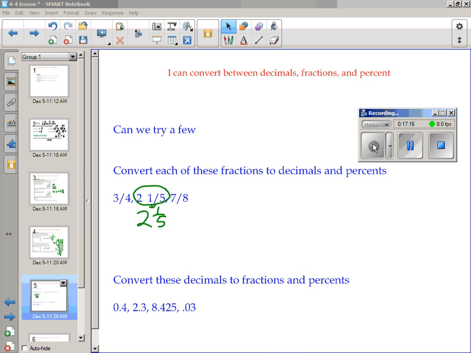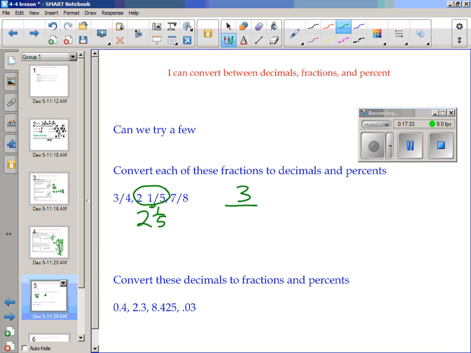Okay, we're going to continue here. 3/4. We should all know 3/4. This is one that I told you that we need to know. 3/4 is what? 0.75. So 3/4, when we divide 3 by 4, we get 0.75.